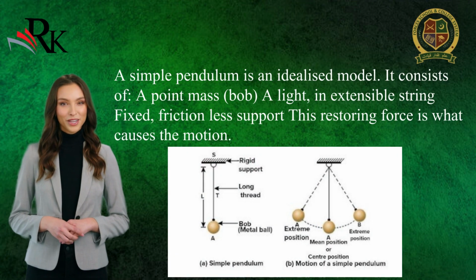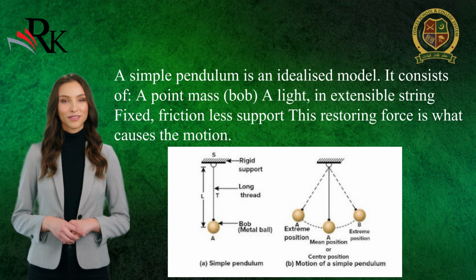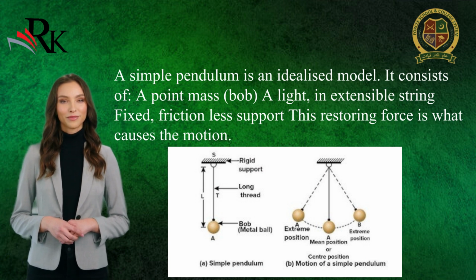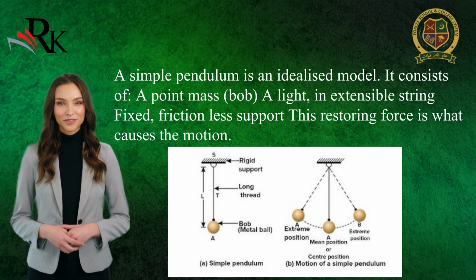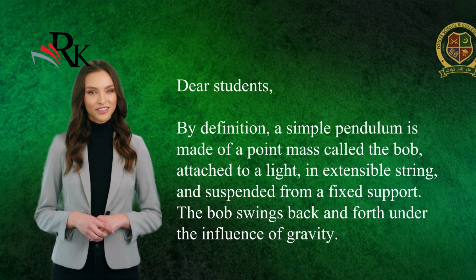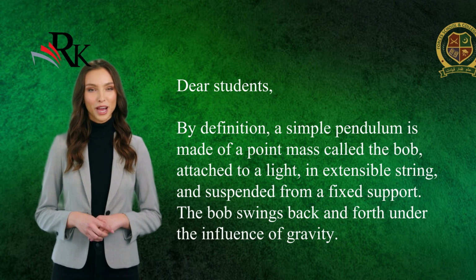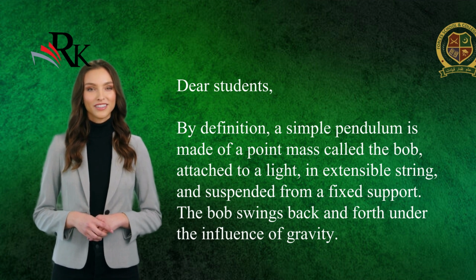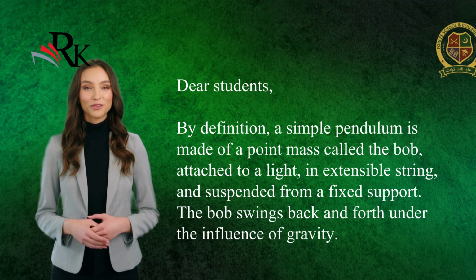Definition: a simple pendulum is an idealized model. It consists of a point mass, the bob, a light, inextensible string, and a fixed, frictionless support. This restoring force is what causes the motion. Dear students, by definition, a simple pendulum is made of a point mass called the bob, attached to a light, inextensible string, and suspended from a fixed support. The bob swings back and forth under the influence of gravity.